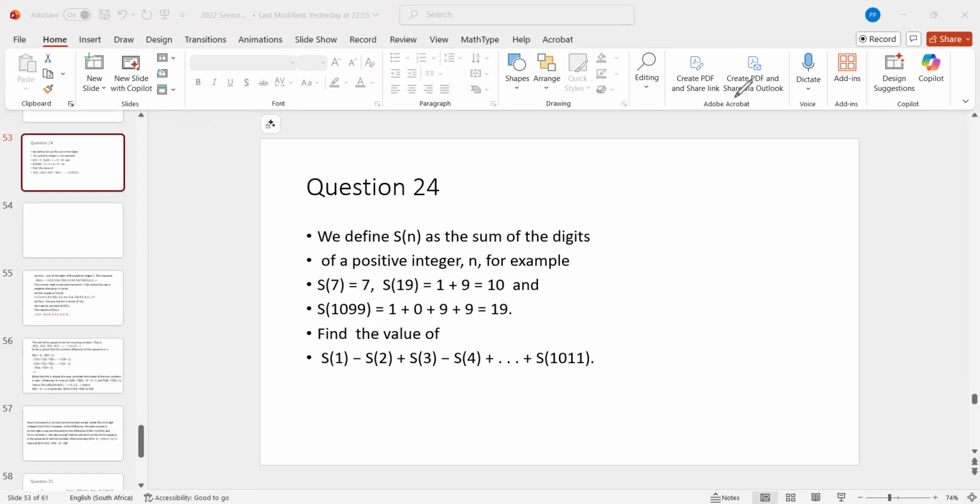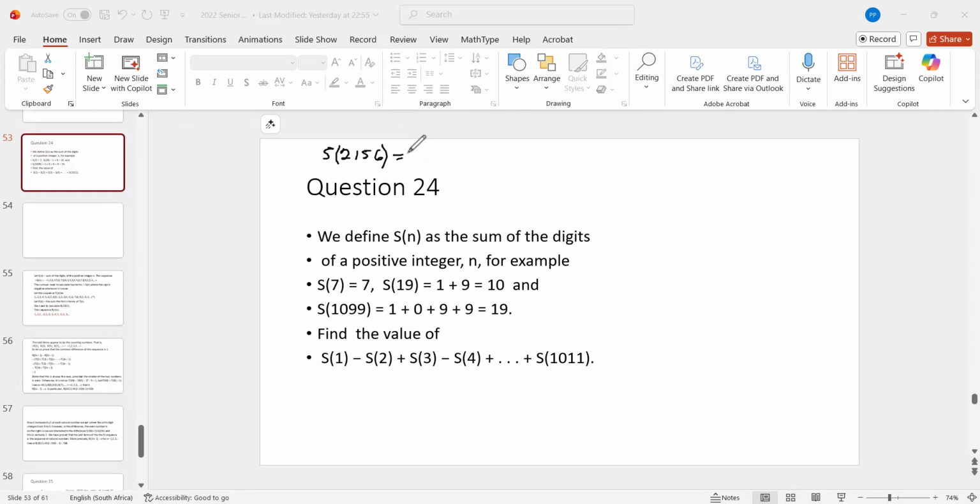Question 24 reads as follows. We define S of n as the sum of the digits of a positive integer n. And they give examples here. So S of n, the meaning of it is, you take the number and you add the digits. If you take, for instance, 2,156, S of that is equal to the sum of the digits of that number.